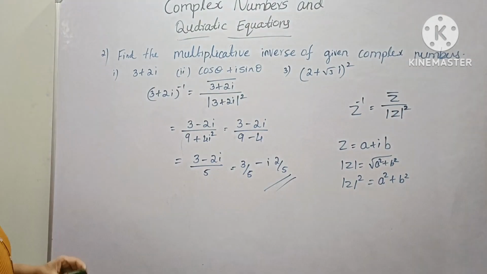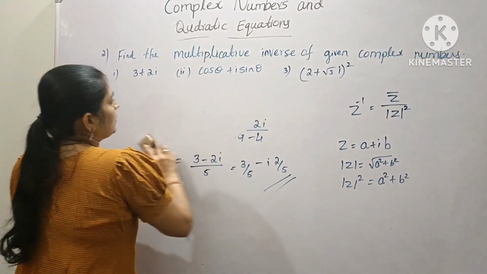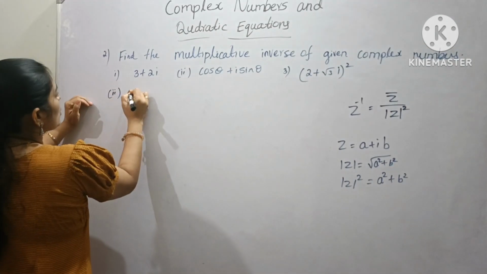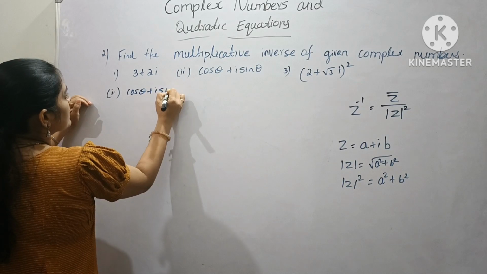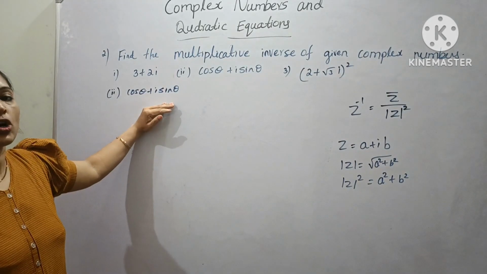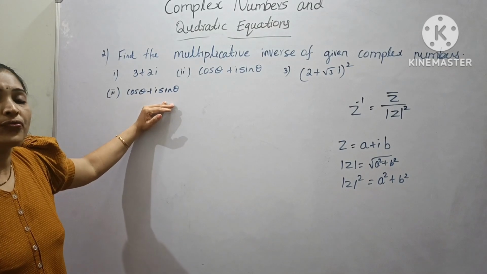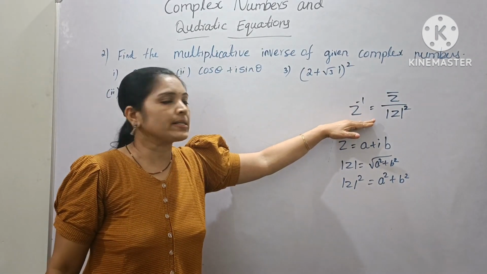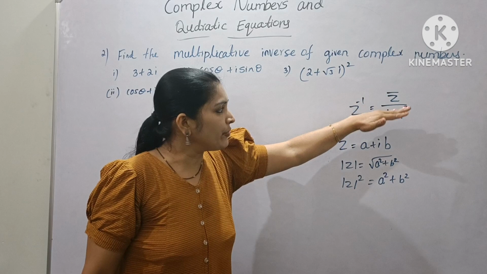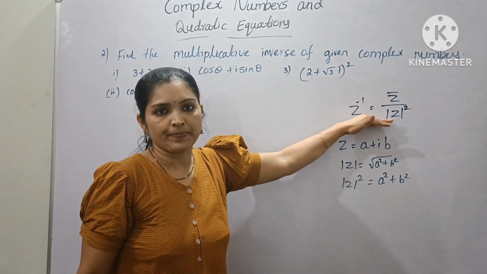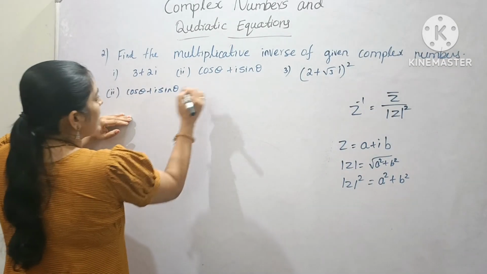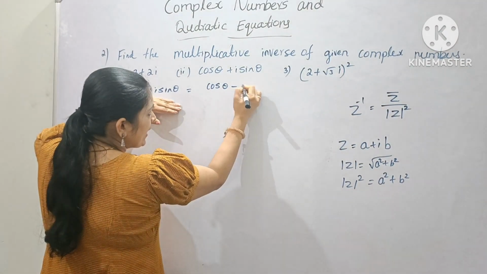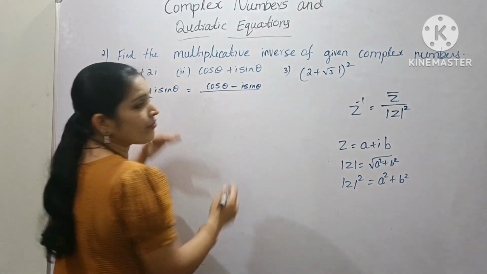Now let us go through the second one. Given complex number is cos theta plus i sin theta. We have to find its multiplicative inverse. So multiplicative inverse of a complex number is nothing but the conjugate of the complex number divided by the square of its modulus. The conjugate of cos theta plus i sin theta is cos theta minus i sin theta, just changing the sign of the imaginary part.